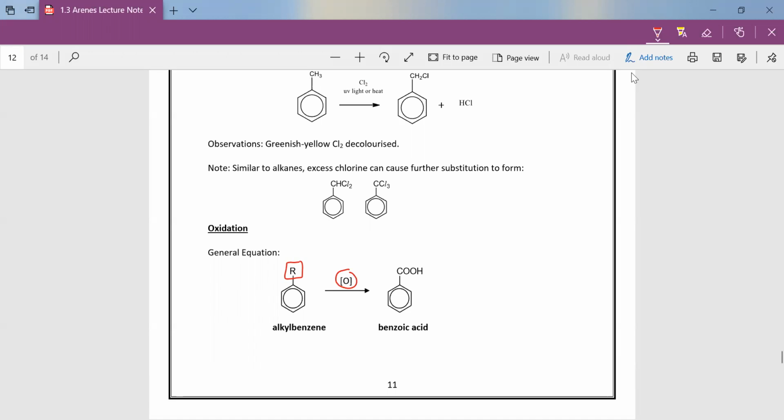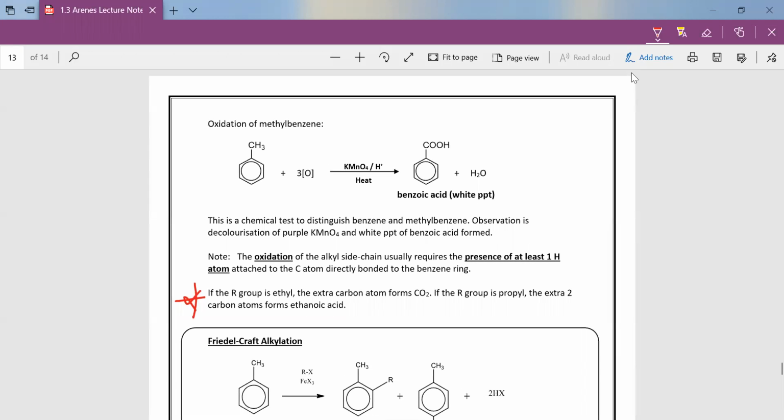But if it is a side chain on the benzene ring, and on the first C, if there is an H on the first C, you will cause it to be oxidized to carboxylic acid. All right. Okay, so this is one example that you can see. This is a chemical test to distinguish between benzene ring and any alkyl benzene.